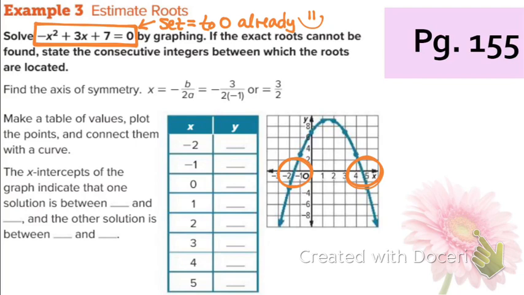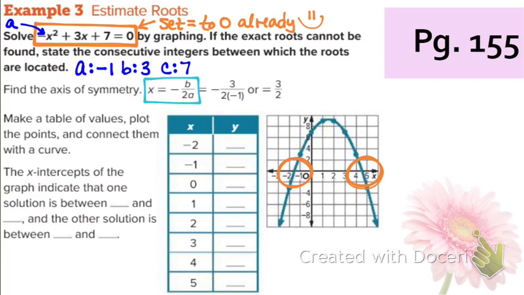So I want my axis of symmetry. How do we find the axis of symmetry again? Negative b over 2a. What is the value for a? Negative 1. Here's my a value. What is our value for b? 3. And our value for c? 7.